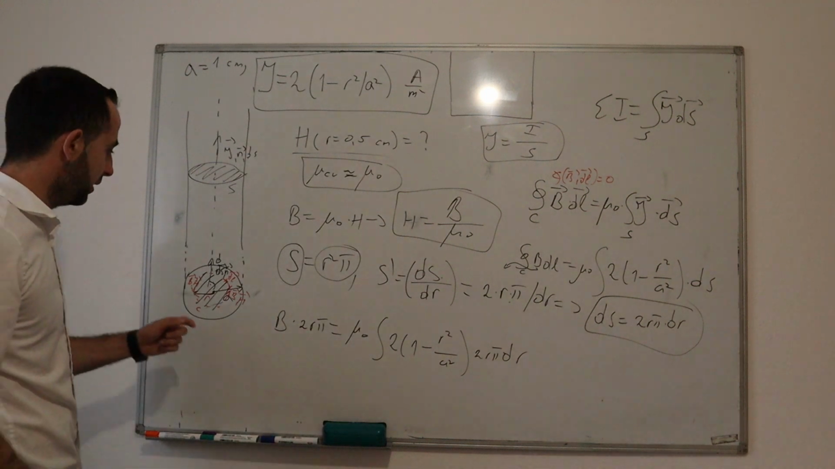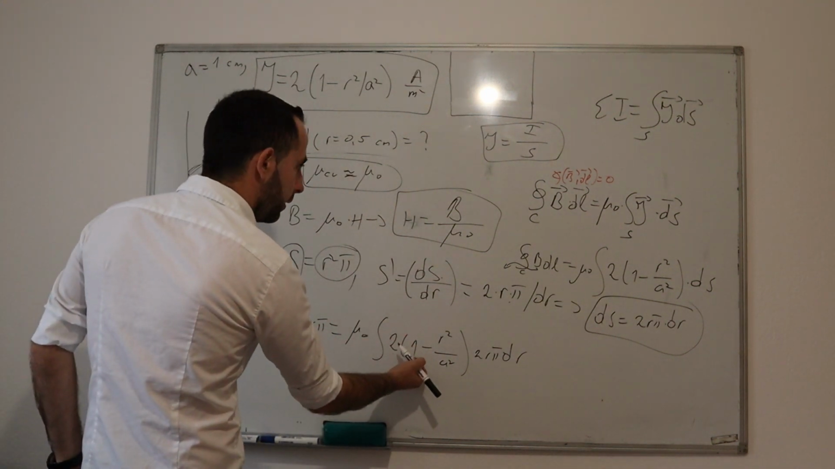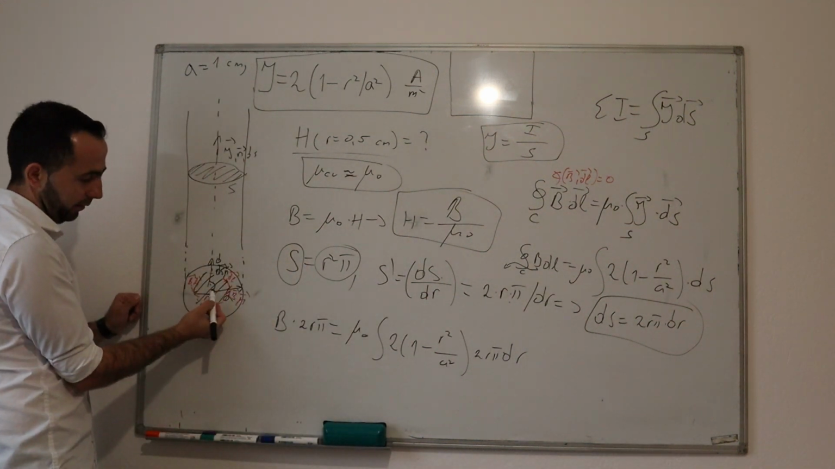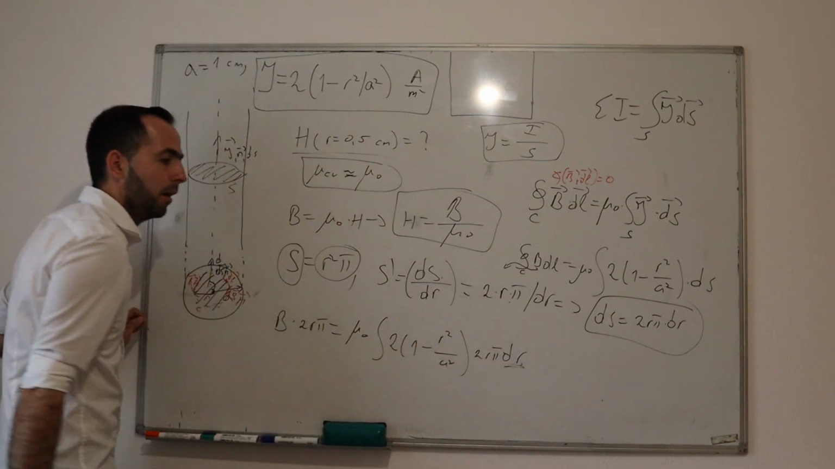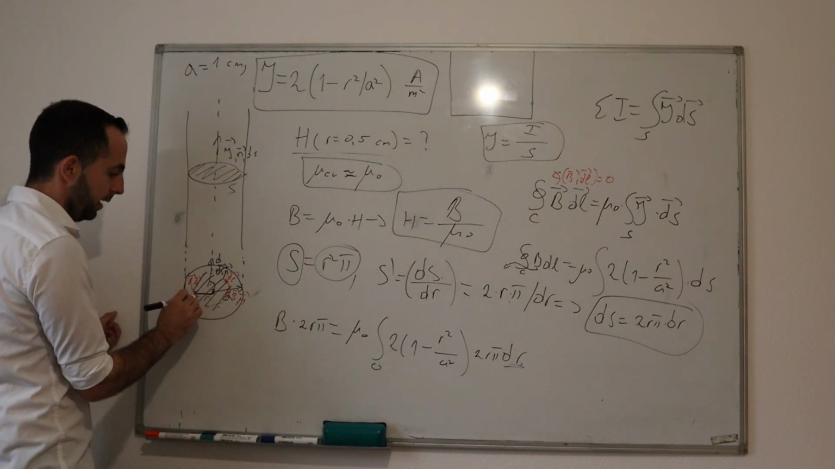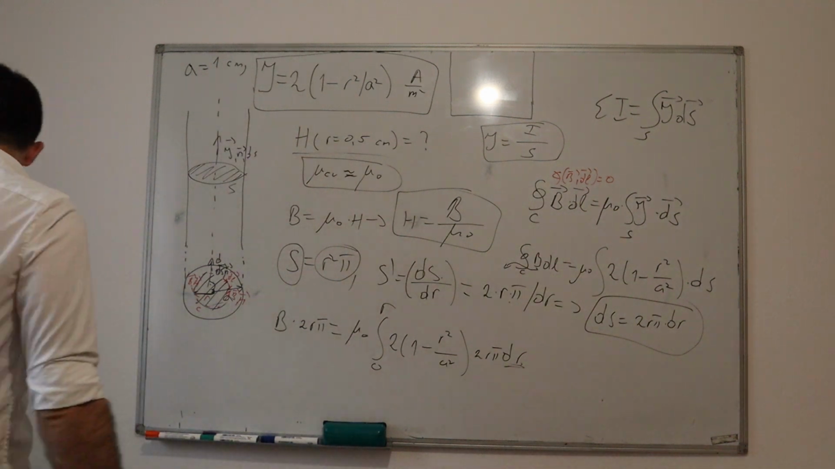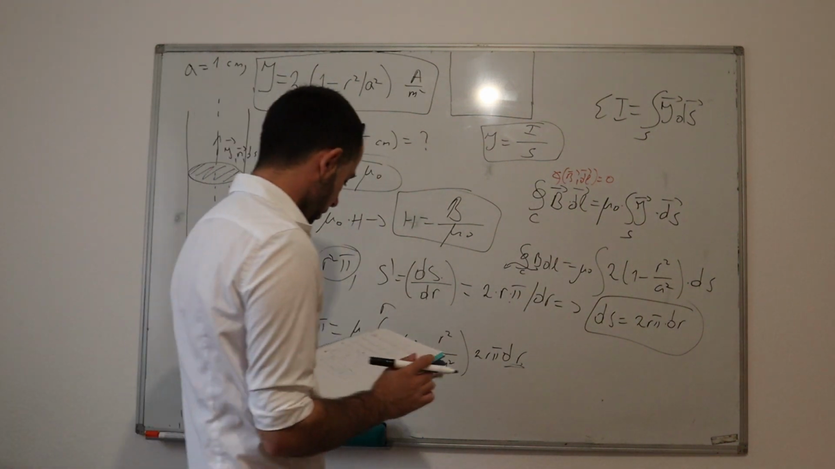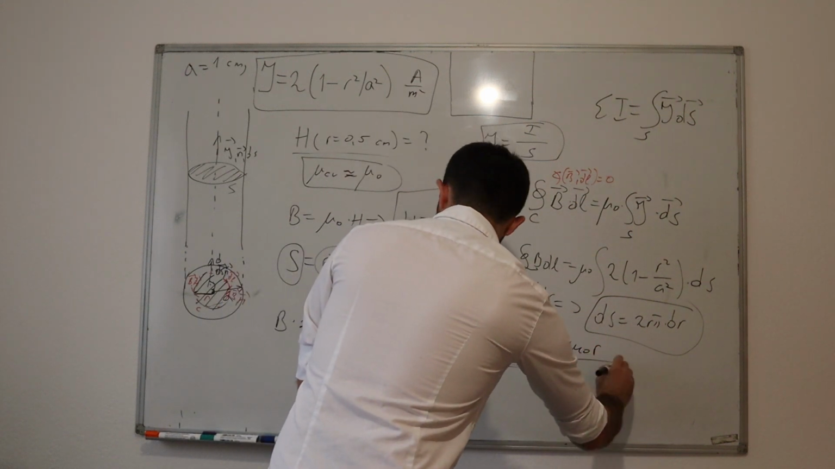So what are the borders? From where does our surface start? Well, this is our surface, and it starts from the center where the radius r, because that is our variable, is equal to 0, and it ends here at this R. So it is up to R, and when you solve this, you will get that our B is μ0 times this expression.